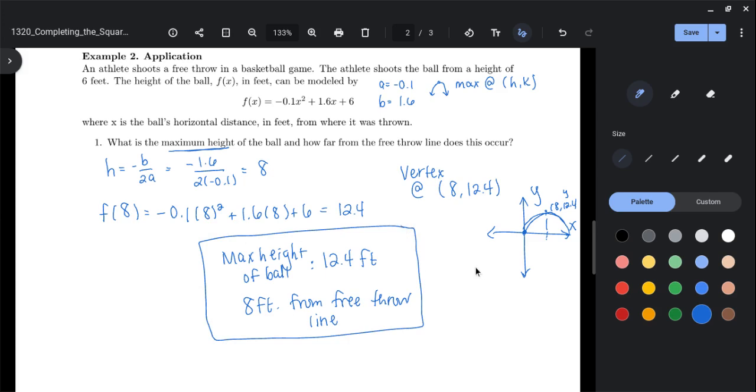So you could have found the vertex by completing the square with our standard form quadratic equation, or you can just use our formula for calculating h, plug the value you get back into your original equation for x, and you'll find your k value.